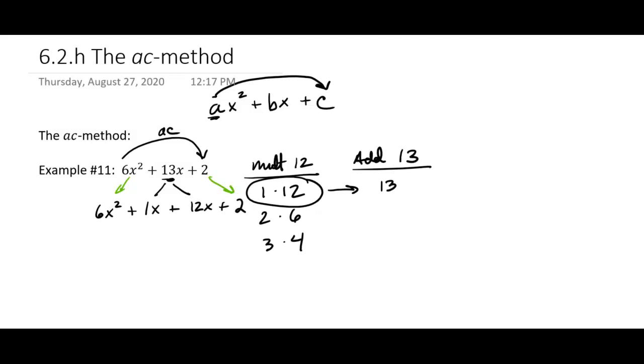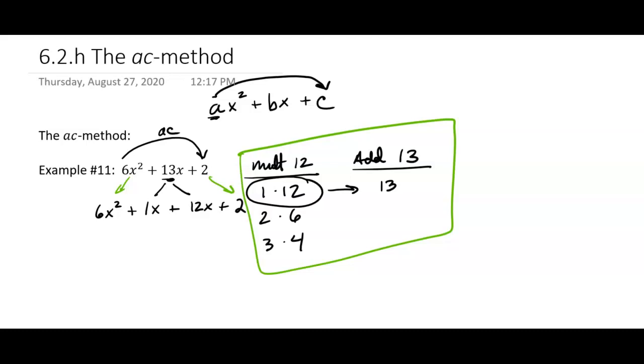Now, 1x and 12x. Now you might say, well, why don't I split it 3x and 10x? We don't know how it's going to split up. That's why we did this part over here. That's the AC part where you figure out how it's going to split. And now what you're doing is you're unfoiling it. You know, you're going backwards through the steps of FOIL. So we split up the middle term into two terms.